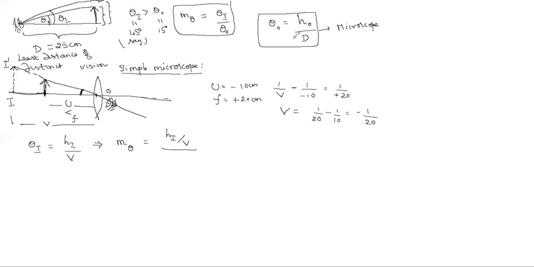Theta, I already wrote here, H_O by D. So this is equal to what? H_I by H_O into D by V. D by H_O. Okay.